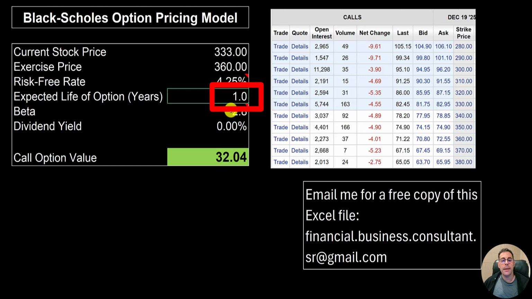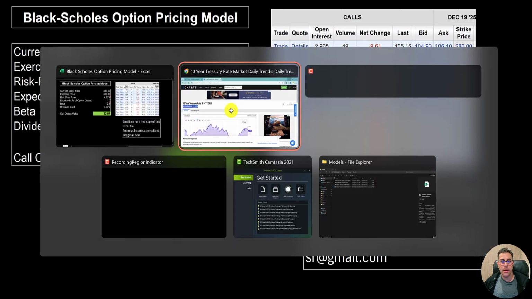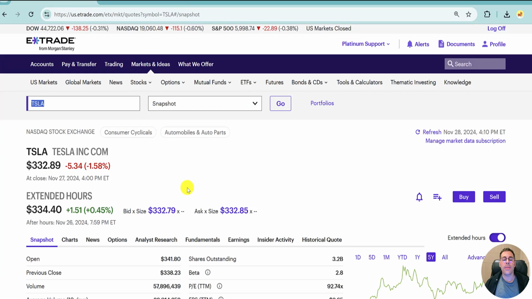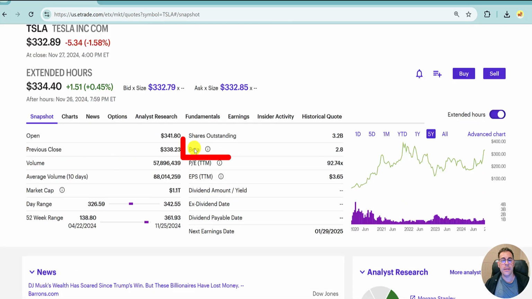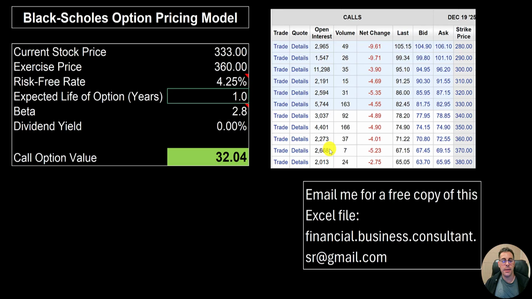And then beta, you can go to Yahoo Finance or any website. I'll just stick with E-Trade since I'm on here already. The reason I'm not using Yahoo Finance is because their options weren't loading. That website's been really wonky lately, ever since they did the upgrade. So right here is beta 2.8. That's the volatility of the stock. So I put 2.8. And you can put the dividend here.